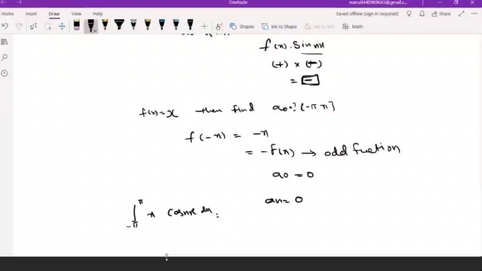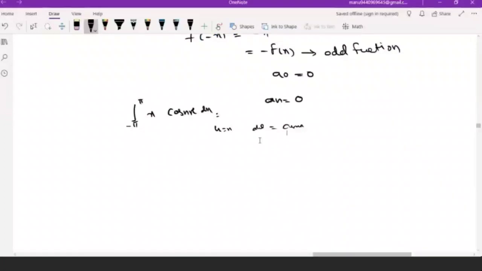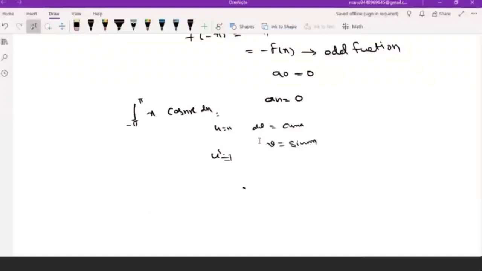So u is equal to x, dv is equal to cos nx. u dash is equal to 1, and v, the integration of cos nx, is sin nx by n, and v1 is equal to minus cos nx by n square. So now we are applying the Bernoulli's rule formula, integral of u dv is equal to uv minus u dash v1. Now we are substituting all the values.